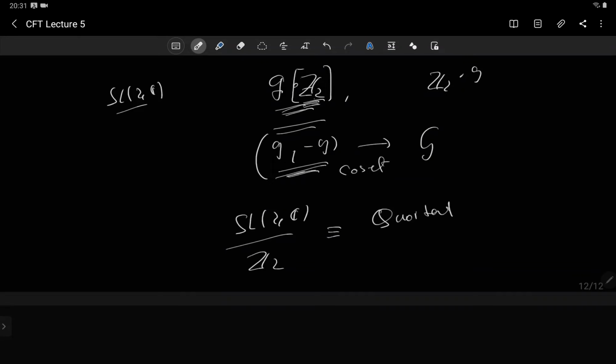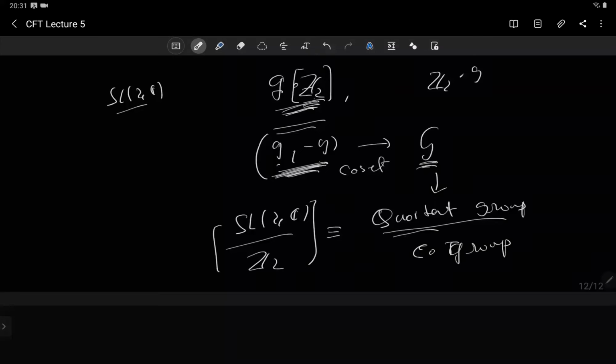If this subgroup is not normal, then this is not a group. But if the subgroup is a normal subgroup, then this is a group, and this is called a quotient group. Dividing by Z2 means you're identifying G and minus G as one element of this quotient. For every G and minus G, there's an element in the quotient group. But that is exactly what we want for a conformal transformation. The conformal transformation means G and minus G are identified, and therefore the quotient group is the conformal group.